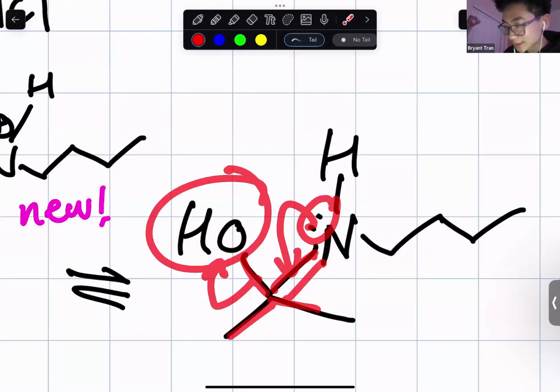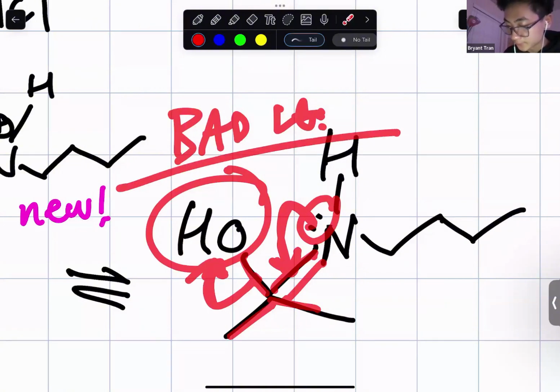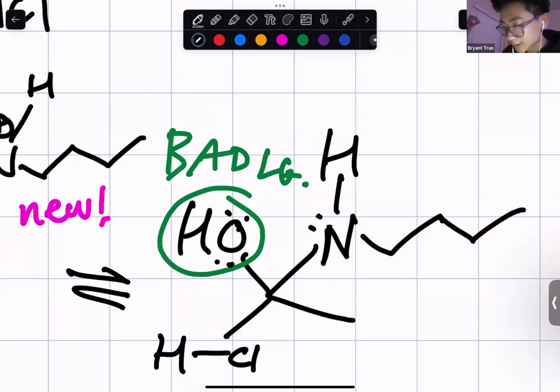But this guy right here is a bad leaving group, right? So before we could do this step where we make the carbon double bond nitrogen and kick out this leaving group, we got to convert this bad leaving group into a good leaving group, right? So right now, this is a bad leaving group. To convert this bad leaving group into a good leaving group, we bring in the acid. And the acid that they gave us is HCl.